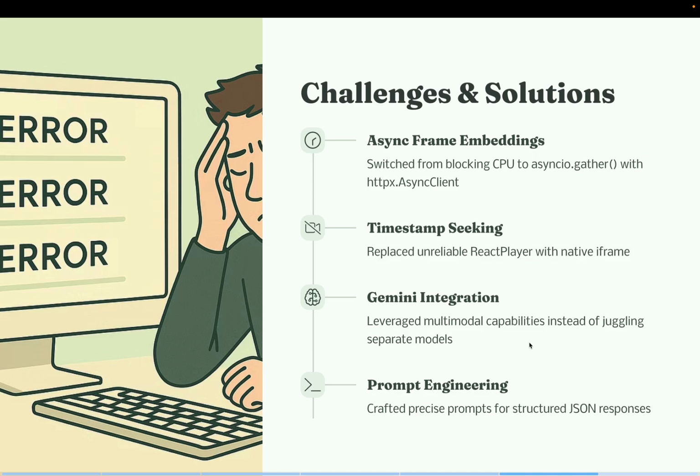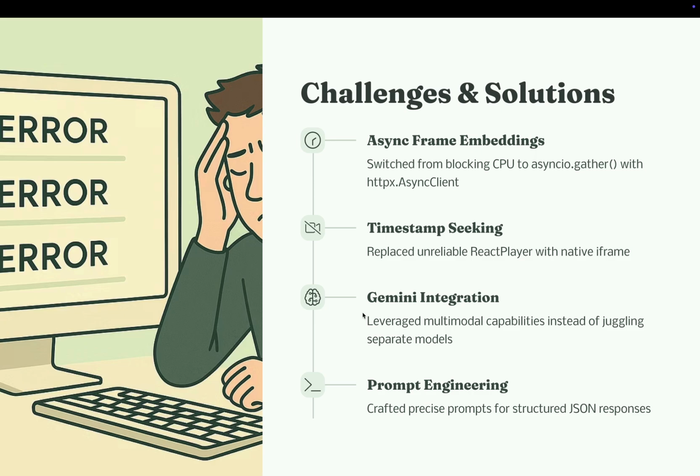Embedding frames one by one was very slow, so I used a function called asyncio.gather to send them all at once to Gemini. Originally, I used multiple tools, but I switched to Gemini for everything: captions, summarization, question and answers, and embeddings. I also fine-tuned my prompts to make sure Gemini always returns a clean JSON.